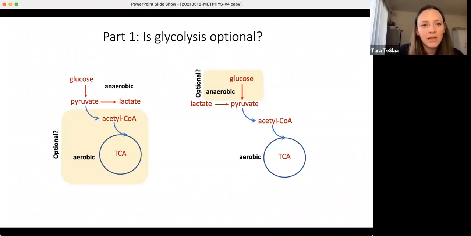But based on our in vivo data, it seems that most tissues use lactate in their TCA cycle, but what seems to be optional is glycolysis, or at least the rate of use of glycolysis. So I think it's interesting to think about whether glycolysis itself is optional and whether tissues could survive in the absence of glycolysis.